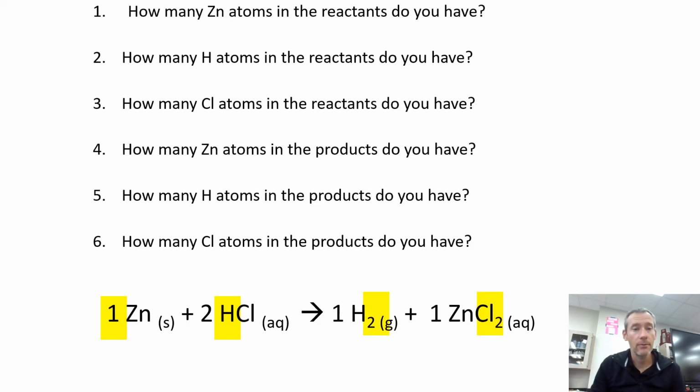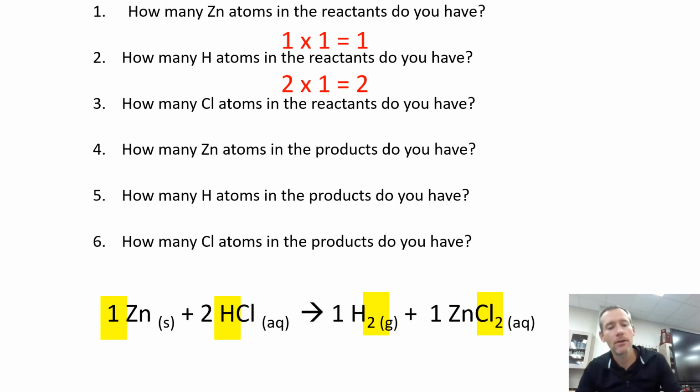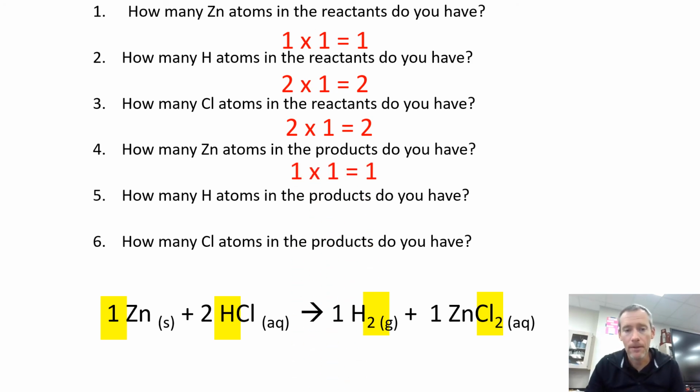Now to determine the number of atoms, we have to multiply that coefficient by the number of atoms in that molecule. So for zinc, it's 1 times 1. For hydrogen, it's 2 times 1, because the coefficient is 2, and there's 1 atom of H in HCl. Same number for chlorine. Zinc on the product side, again, 1 times 1. Hydrogen should be 1 times 2, because there are 2 atoms in 1 molecule of hydrogen. And chlorine should, again, be 1 times 2.